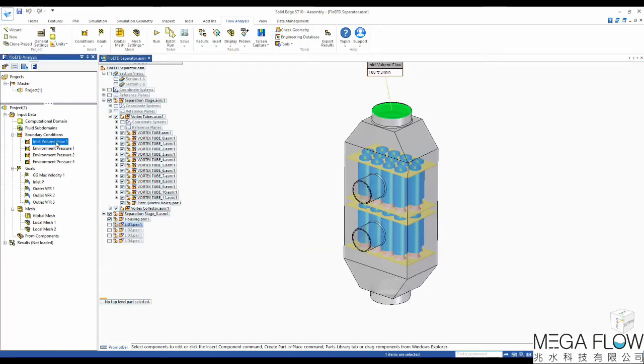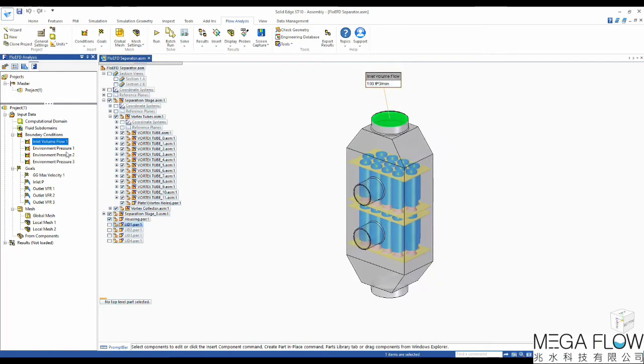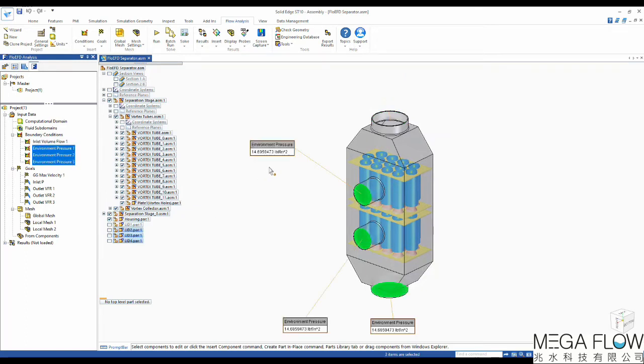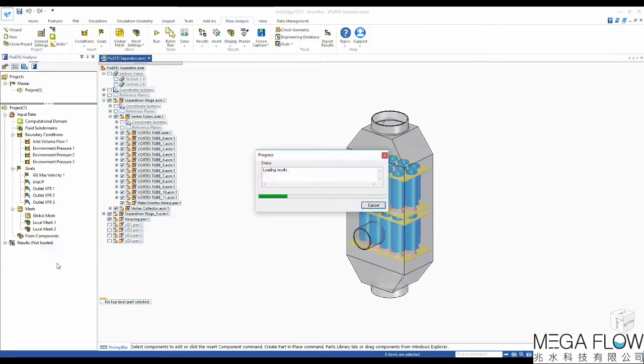Here, first of all, we have 100 CFM on the inlet. We then have 3 pressure outlets: the first stage of cleaning, the second stage of cleaning, and then hopefully the last clean air stage right at the bottom. So let's load the results.